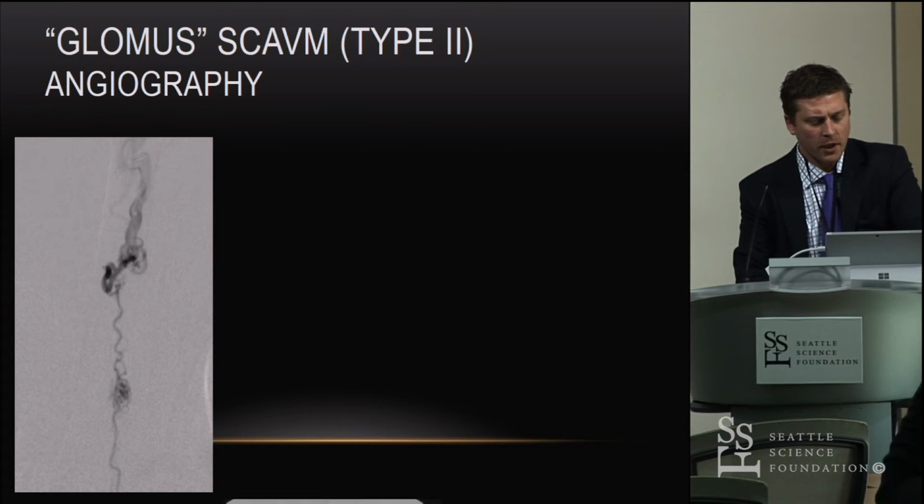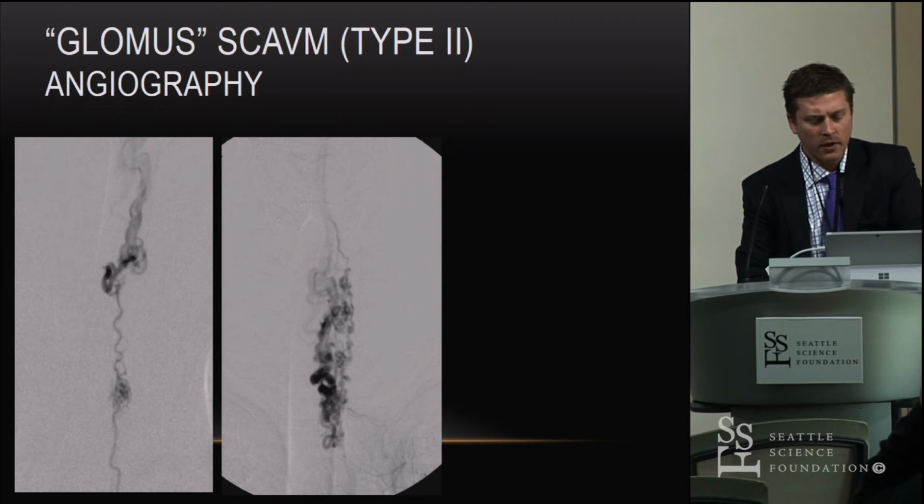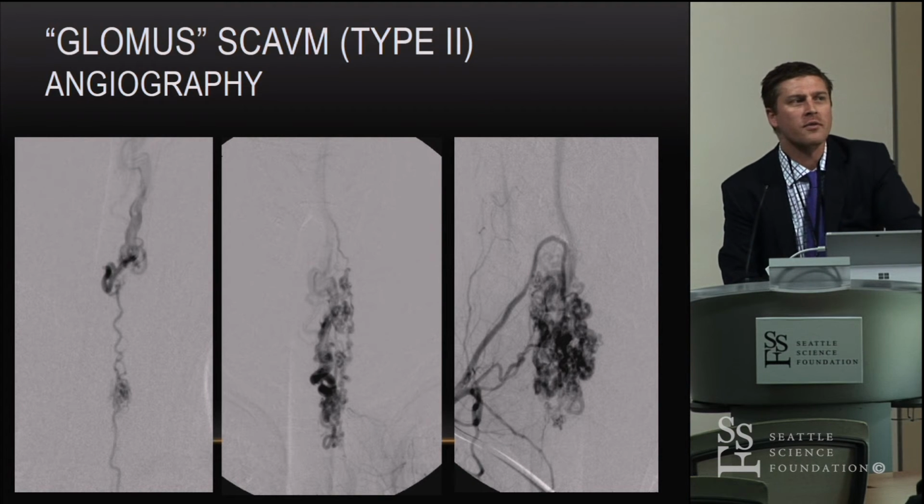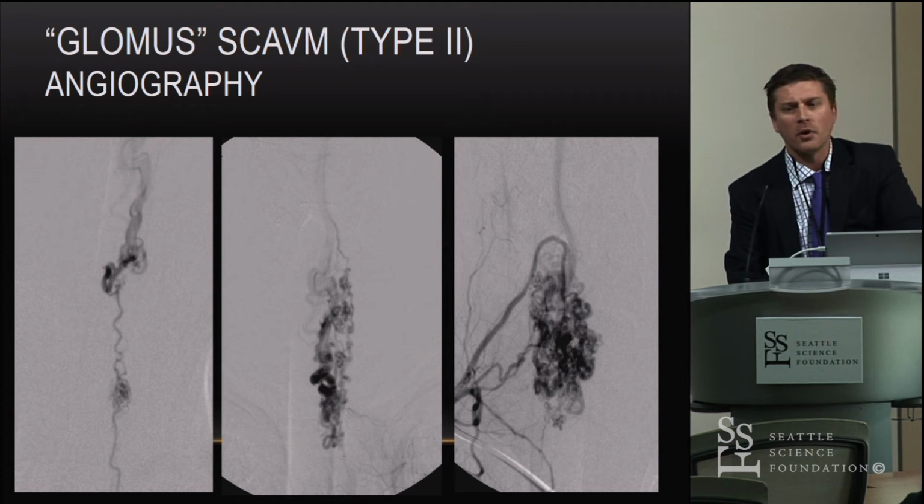I'll just show you a couple of examples of what the angios look like. So you can have multiple or single feeders. The one on the left is a single feeder, and then multiple feeders on the other two. Multiple feeders makes it a little bit more complicated to take on endovascularly. Unless we can get into all the pedicles, we're not going to be able to completely treat that AVM endovascularly.